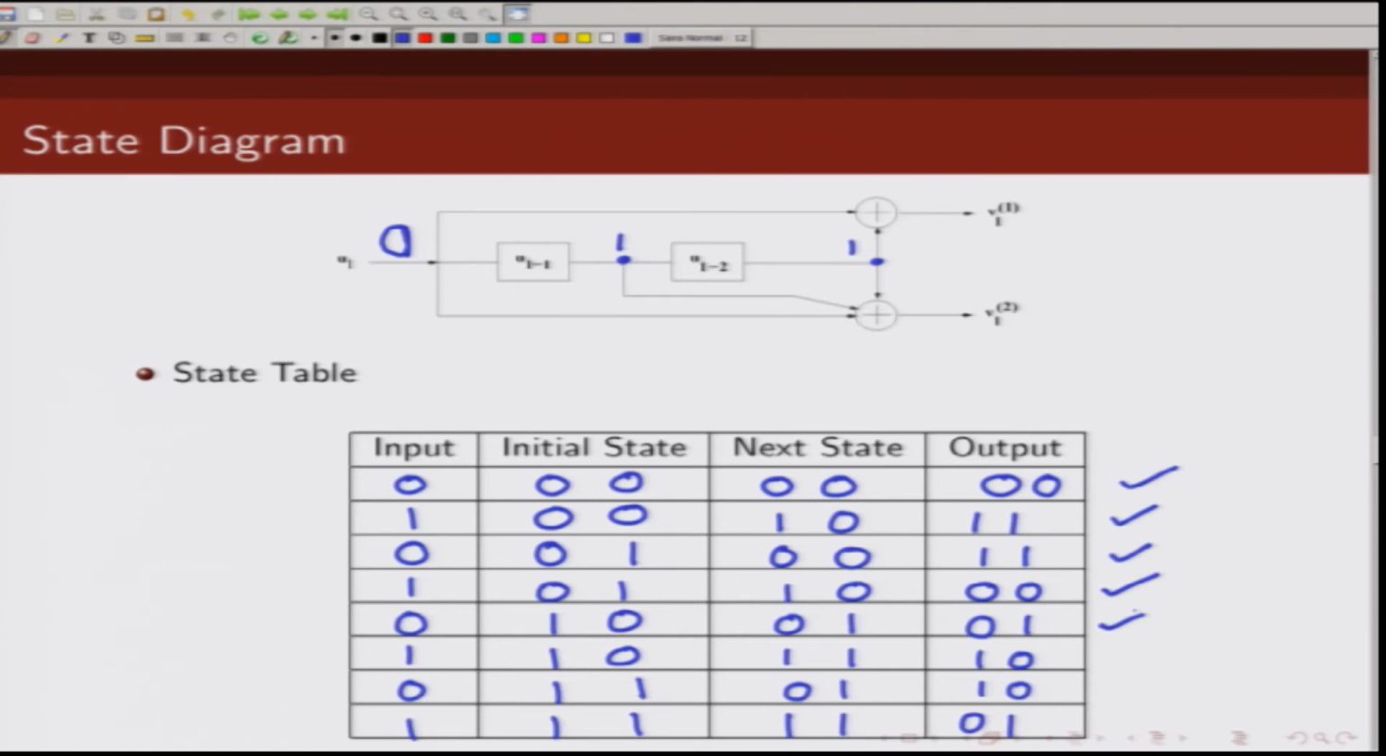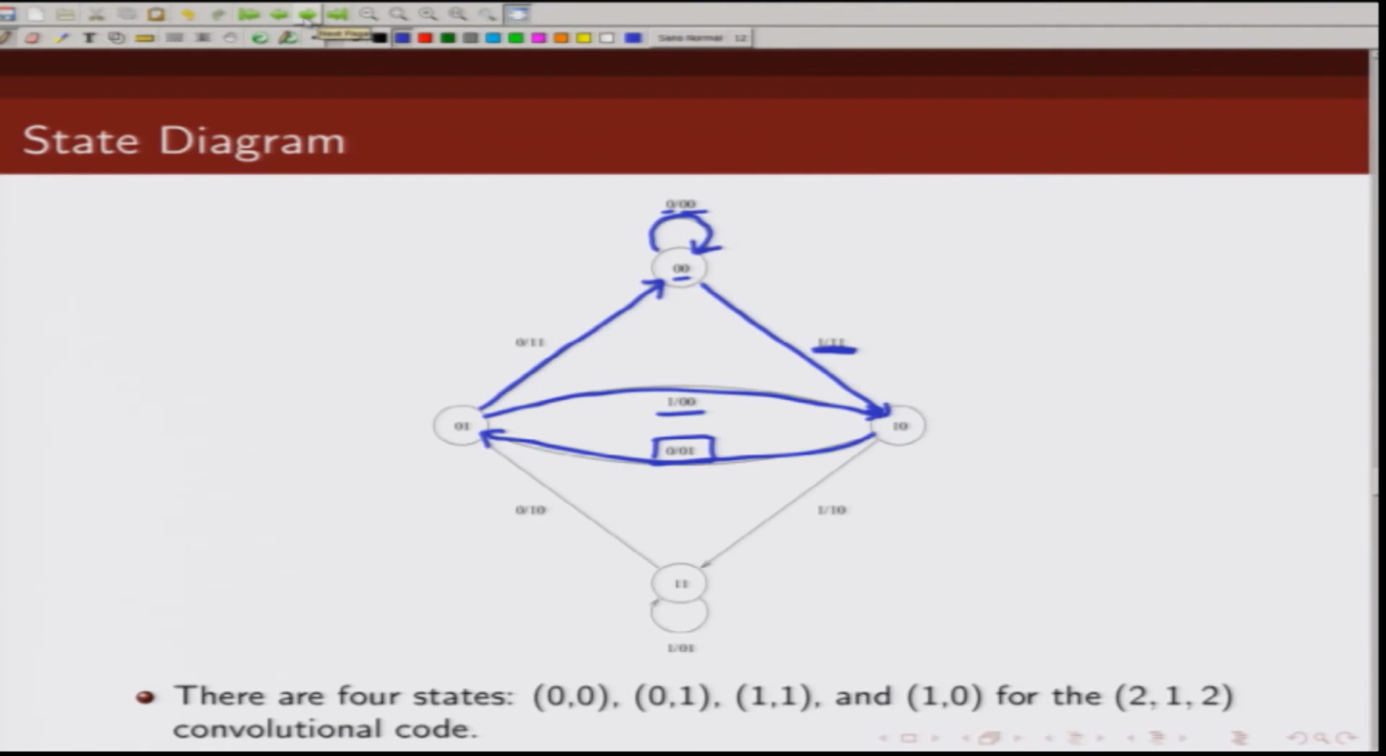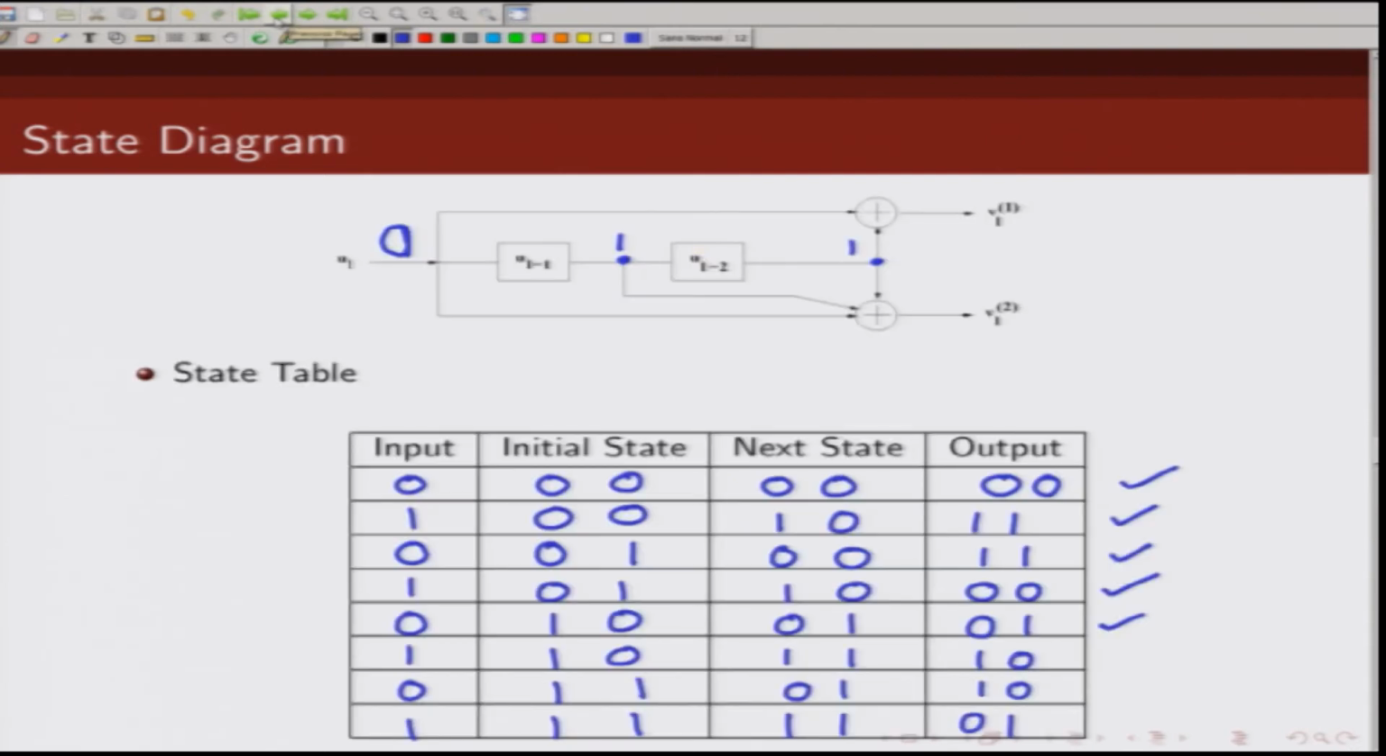And what happens when you receive a 1 and you are in state 1 0, you move to next state 1 1 and output is 1 0. So, you receive a 1 from initial state 1 0, you move to state 1 1, which is this. This is the input and corresponding output is 1 0.